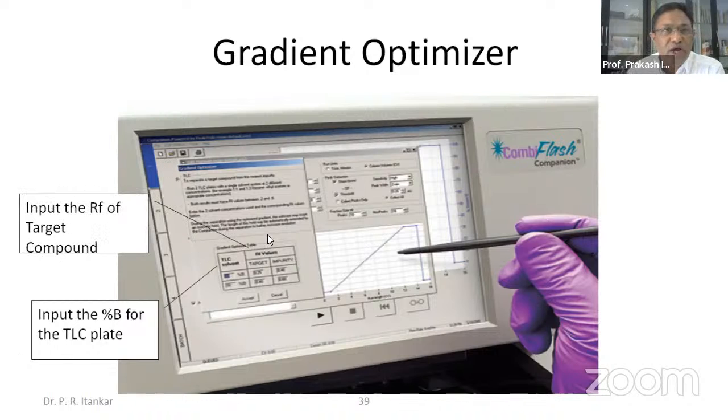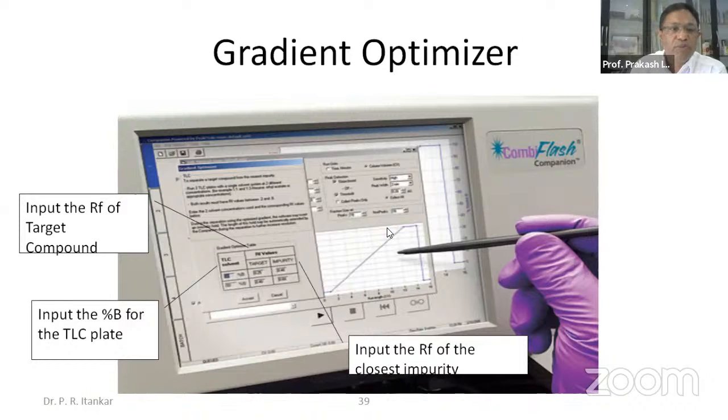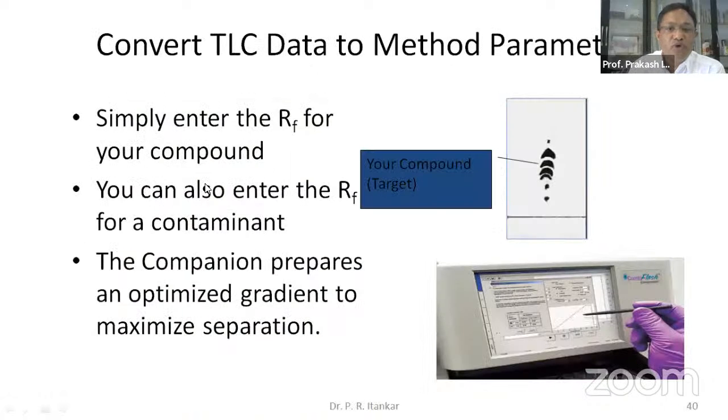The basic information that you got from TLC also becomes the feed in the software of this flash chromatography. Based on the RF values which are fed by you for compound A or B or C, the system will automatically derive its gradient and will give you the desired separation. So simply enter the RF for your compounds as you have got here, and then based on that, the gradient will be optimized by the separation process.